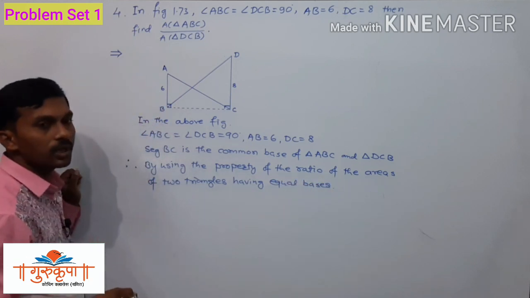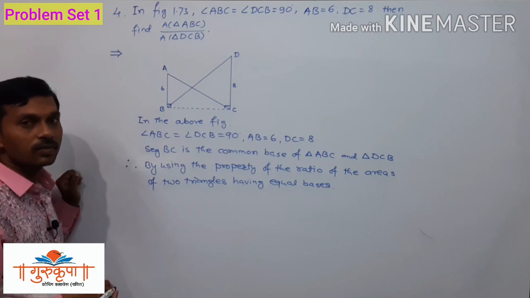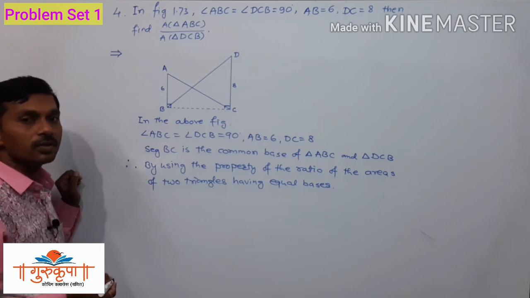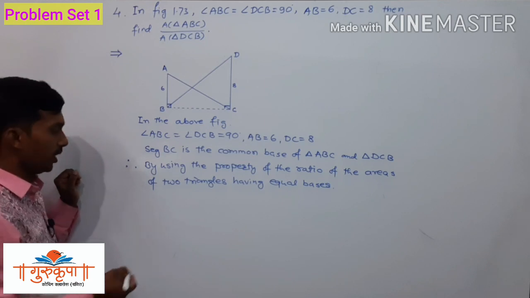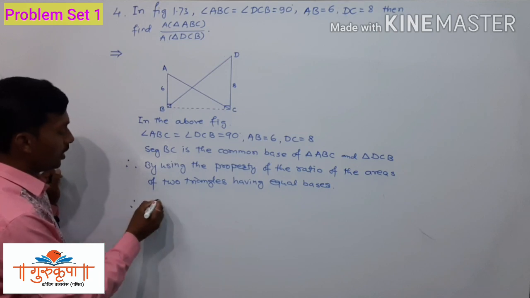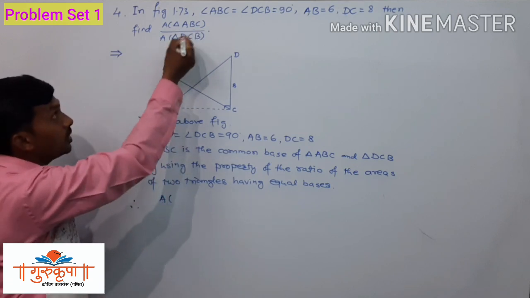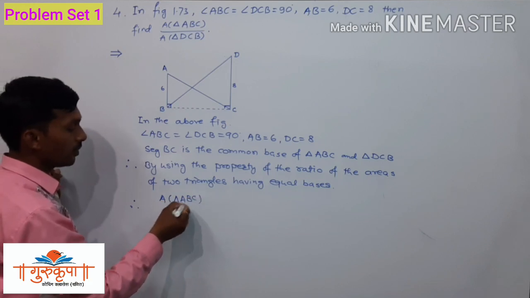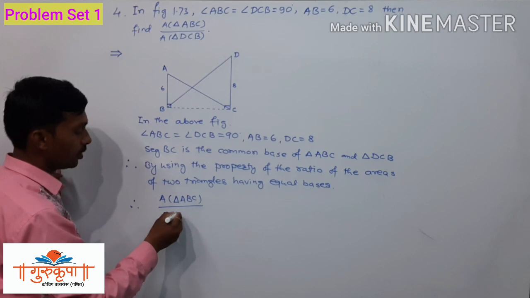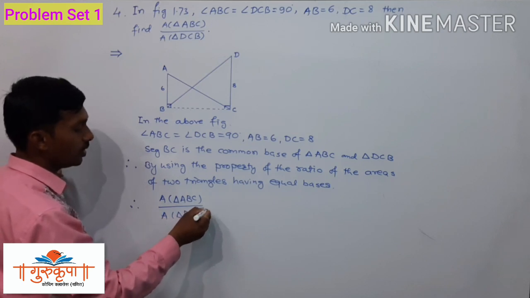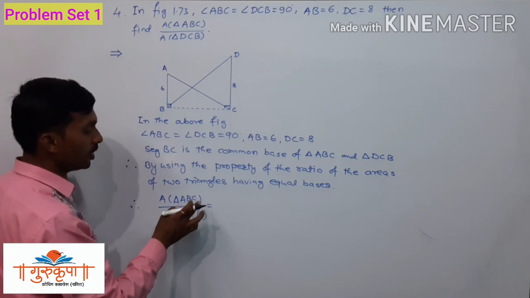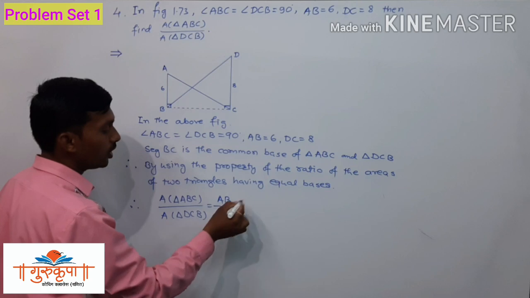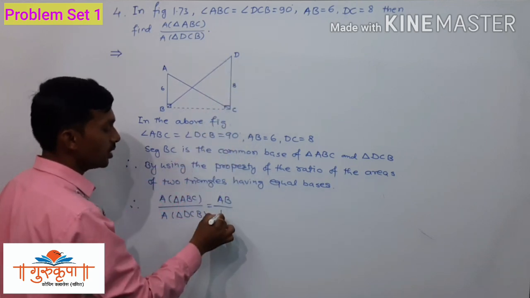and as all of you know that if the bases of the two triangles are equal, then the ratio of the areas of those two triangles is equal to the ratio of their corresponding heights. So here we can write area of triangle ABC upon area of triangle DCB is equal to the ratio of their corresponding heights. Height of triangle ABC is AB upon height of triangle DCB is DC.